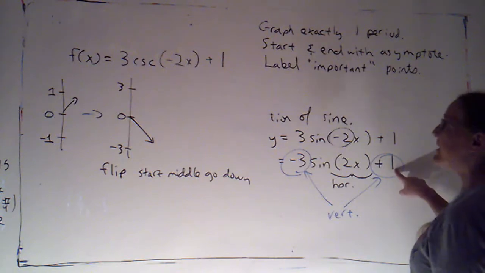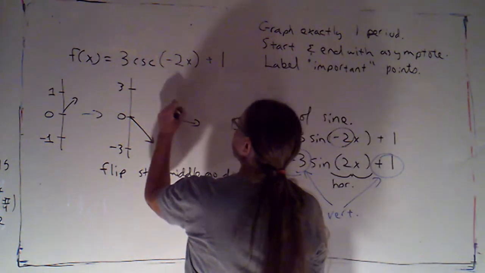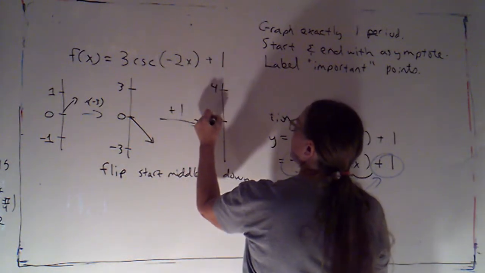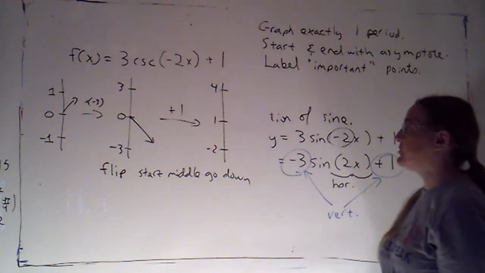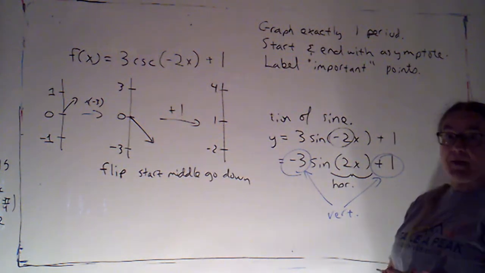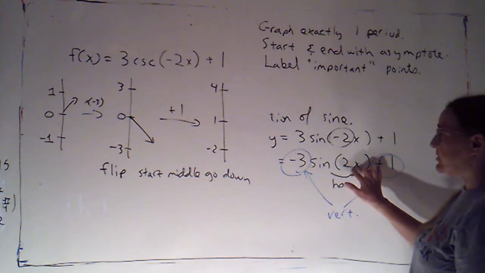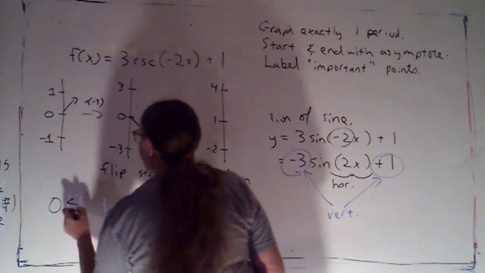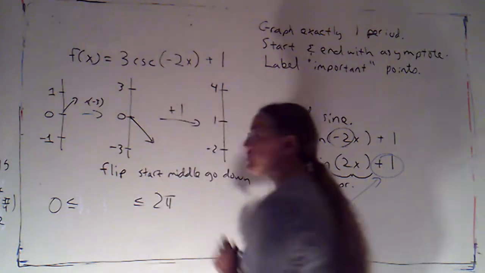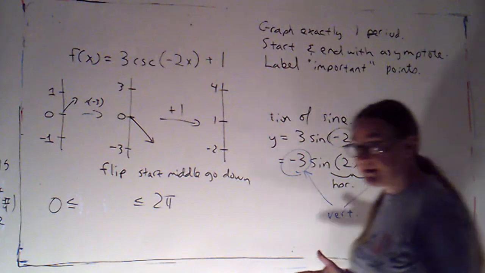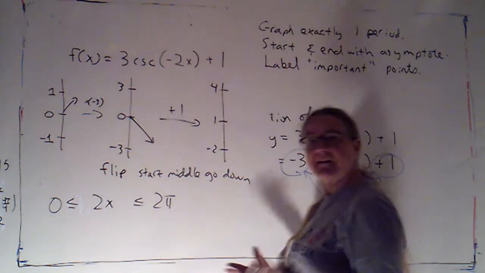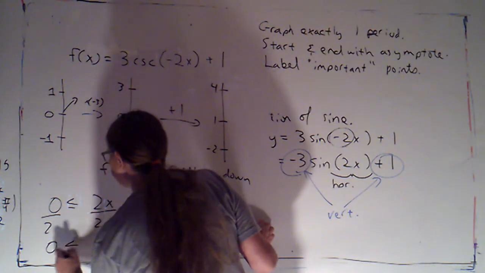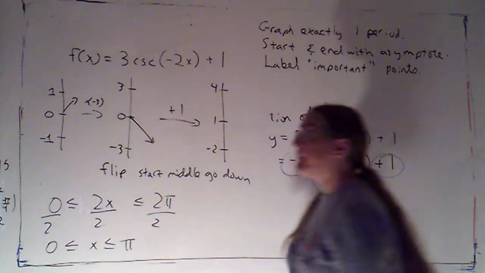Then we add 1. So this was multiplying by negative 3. Adding 1, we get 4, 1, and negative 2. So those are the y values that we will care about. Let's figure out the x values. Now I know that sine will go through one complete cycle as the input varies from 0 to 2 pi. Well, the input is 2x. So I put that in the middle and I solve for x. So we divide through by 2. And we get 0 less than or equal to x less than or equal to pi.